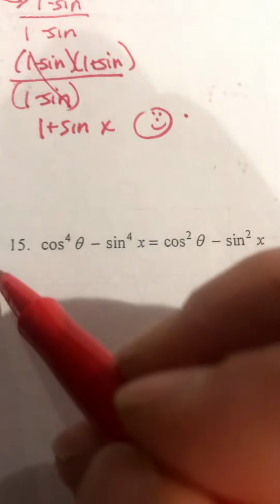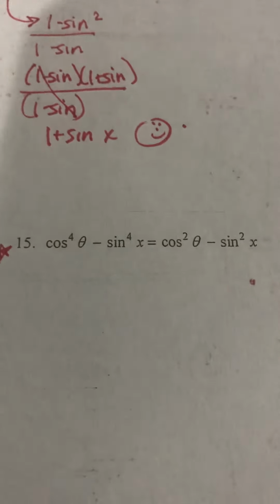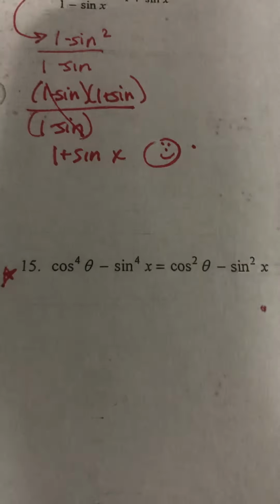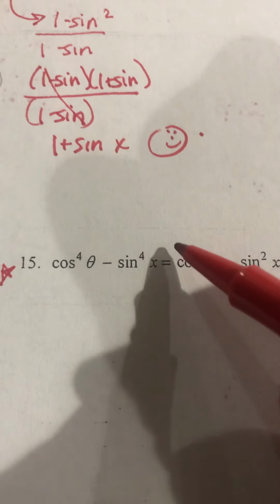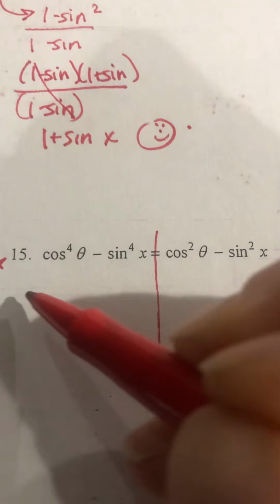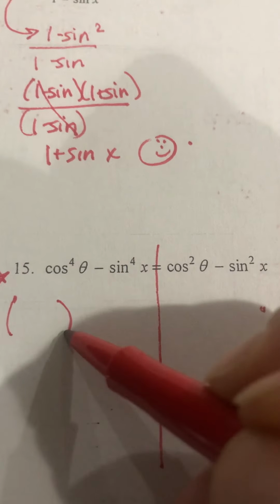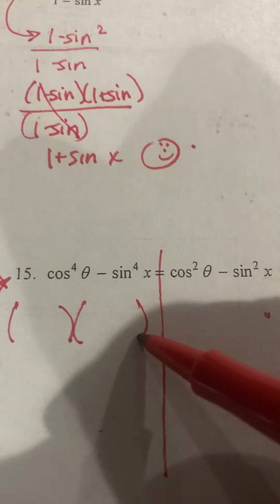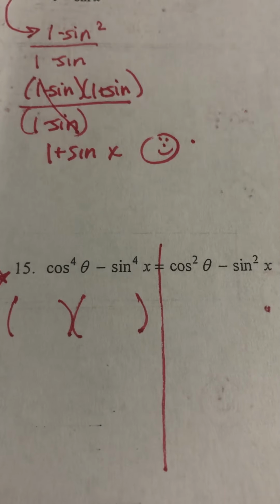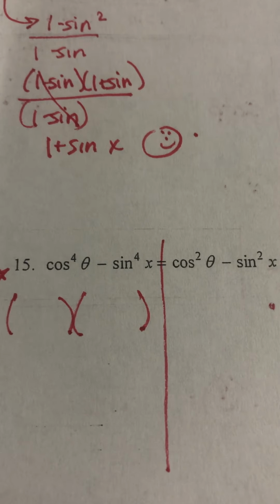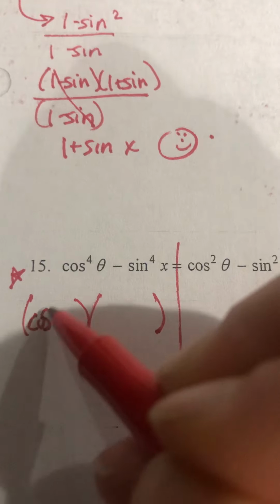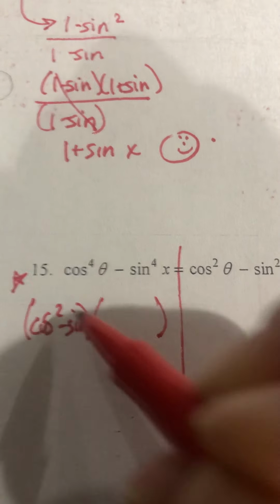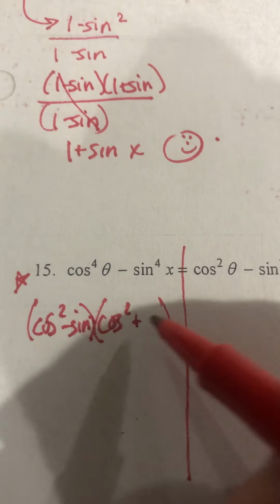This one I'm going to put a star by because you haven't seen one like that yet. But I don't know, maybe you'll recognize it, like cos to the 4th minus sine to the 4th. Let me give you a hint. It rhymes with tractor. Rhymes with tractor. You are right. We factor: cos squared minus sine squared, cos squared plus sine squared.